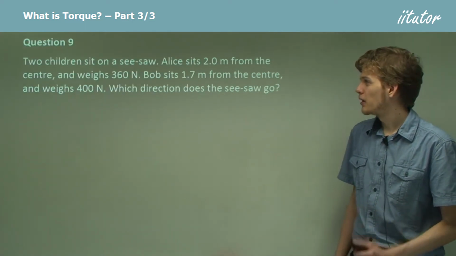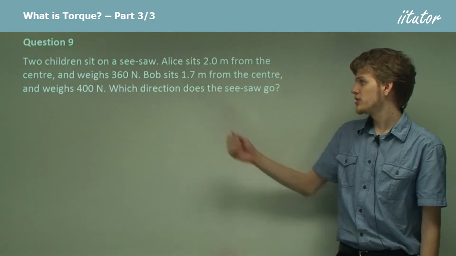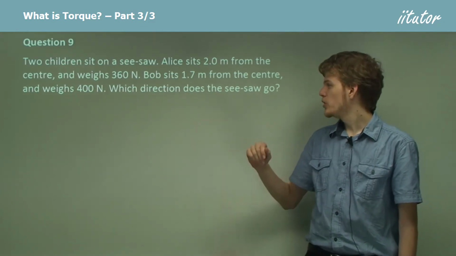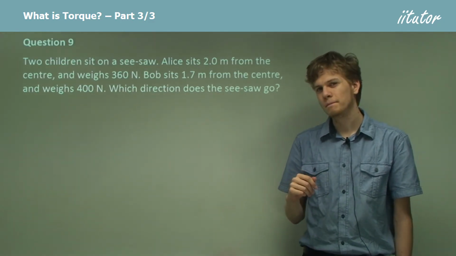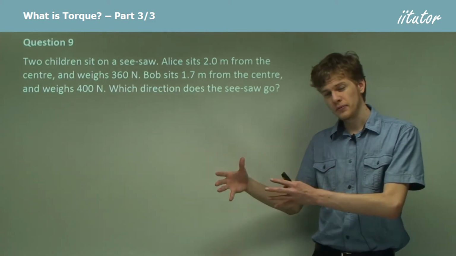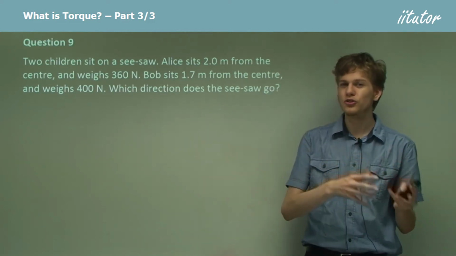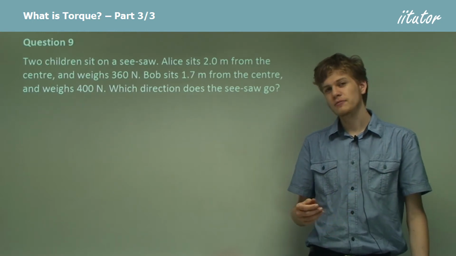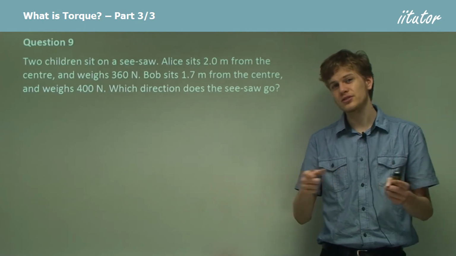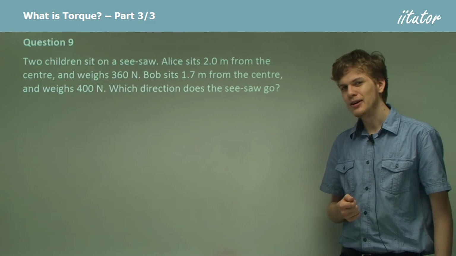Question 9. Two children sit on a seesaw. Alice sits 2 meters from the center and weighs 360 newtons. Bob sits 1.7 meters from the center and weighs 400 newtons. Which direction does the seesaw go? Now, if you're younger and you ever played on seesaws, you'll know that if you sit further from the middle of the seesaw, then you'll have a bigger effect on the seesaw than if you sit very close to the middle. And in fact, if you have two kids of different weights, you can still get the seesaw to balance by sitting different distances from the middle, right? So that's what this question is asking about here.